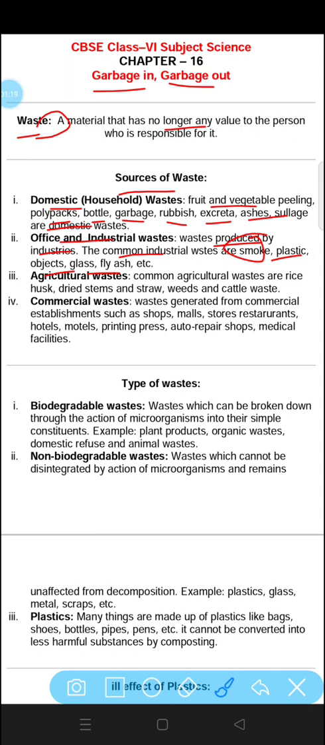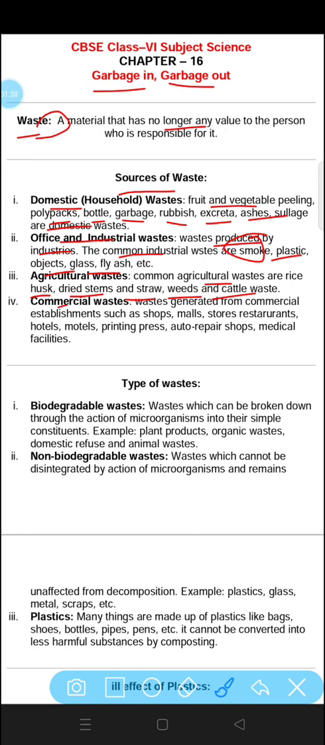Next is agricultural waste. Common agricultural waste are rice husk, the husk which is remained after taking out the seeds of rice, dried stems, straws, weeds, and cattle waste. These all are the agricultural waste.